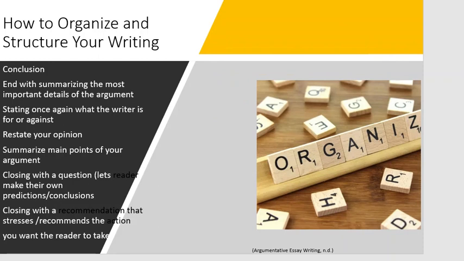When concluding your essay, end with summarizing the most important details of the argument, stating once again what the writer is for or against, restate your opinion, or summarize main points of your argument. You could use a closing with a question, let the reader make their own prediction or conclusion, or close with a recommendation that stresses or recommends the action you want the reader to take.